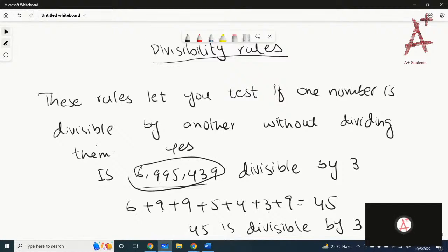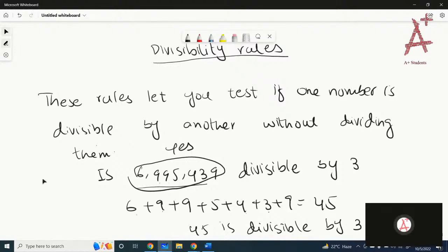So you just applied the rule and you know the number is divisible by 3 without dividing. You haven't divided them. Got it? That is actually the divisibility rules. You don't need to divide, but you apply some of the rules and you know if a number is divisible by the specific number or not. Got it?